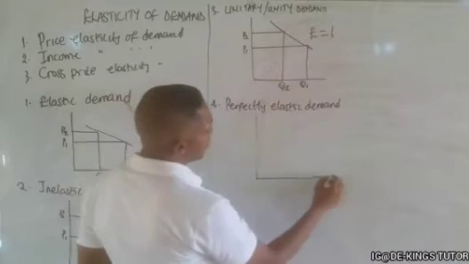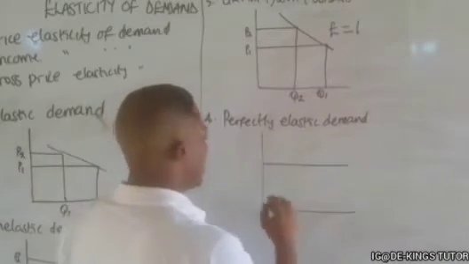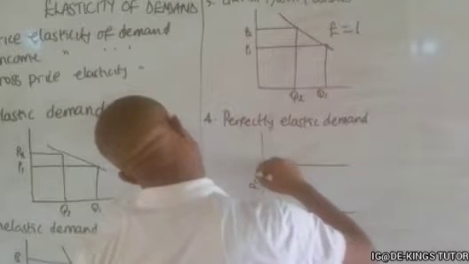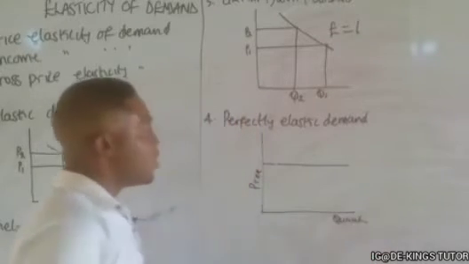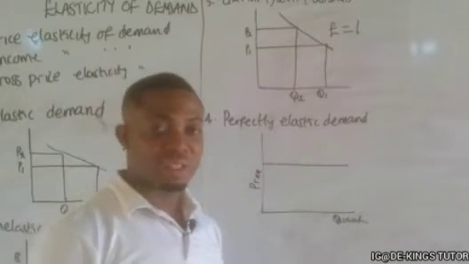So graphically, we can do this. This becomes our price, and this becomes our quantity. Okay, so that's a perfectly elastic demand.